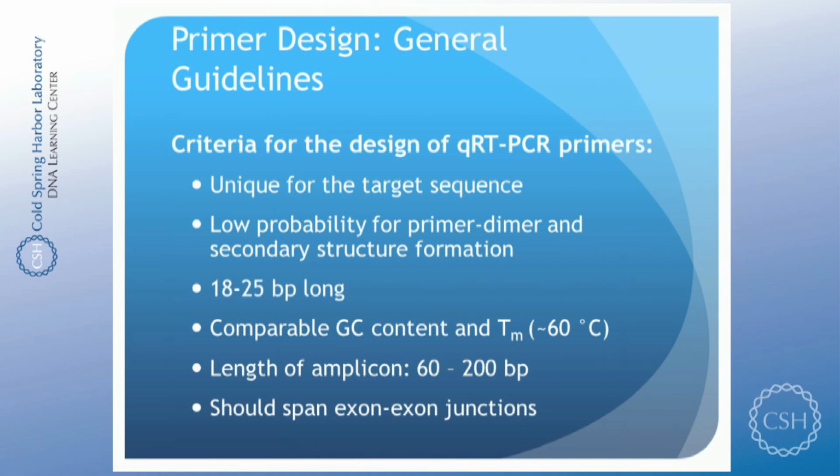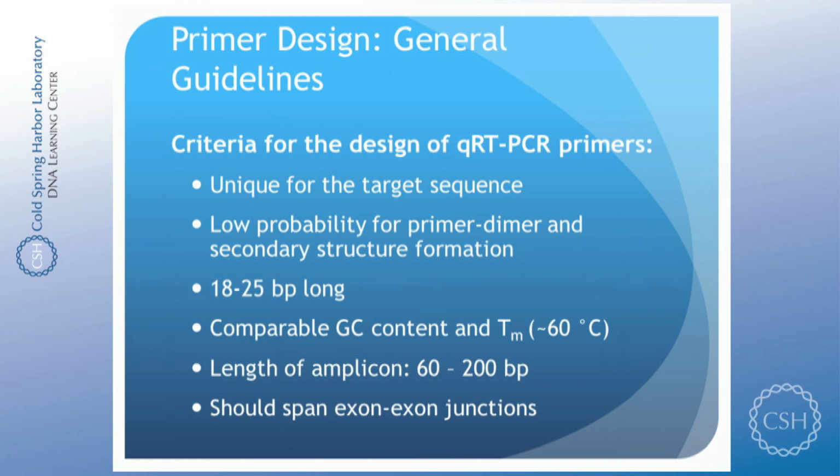Usually the recommendation is that there should be between 18 and 25 base pairs. That's enough to make them specific for the target in most cases. And both forward and reverse primers should have a comparable GC content, because that ultimately results in a comparable melting temperature. Of course, you don't want one primer to have a melting temperature of 50 and the other one of 80. That's not going to work.